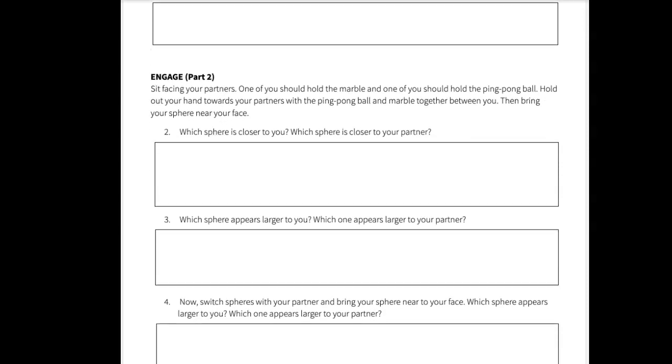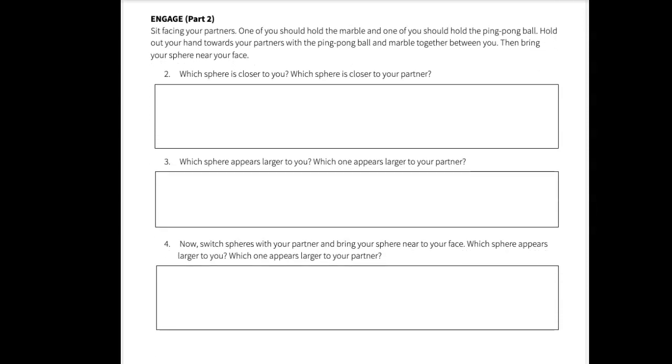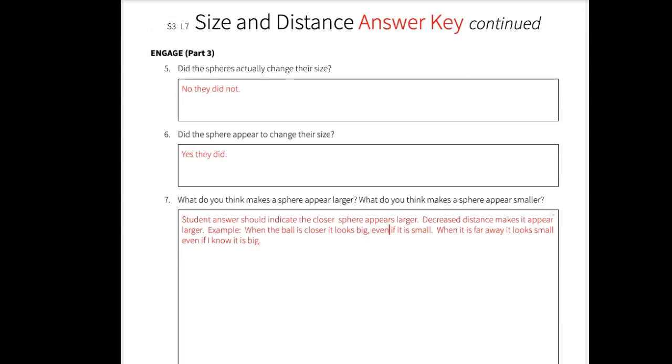They should then sit facing a partner. One partner will hold the ping pong ball out in front of them. The other should hold the marble out in front of them. Then the student should pull the object near their face. They will consider which sphere is closer to them and which sphere appears larger to them. Students will then switch objects and repeat the process. They should recognize that even if an object is smaller, if it is closer, it appears larger than a larger object.